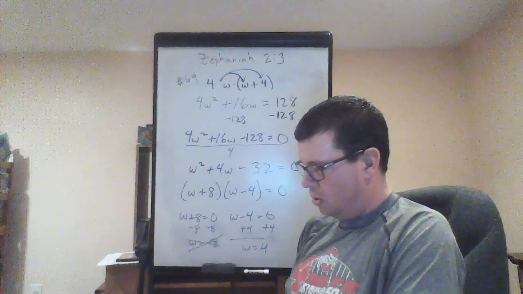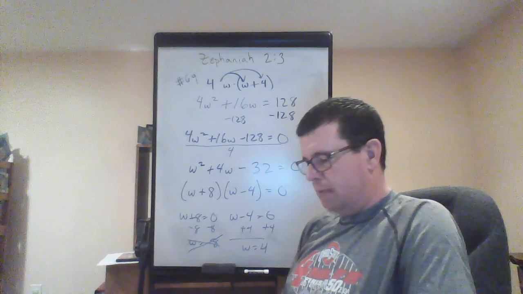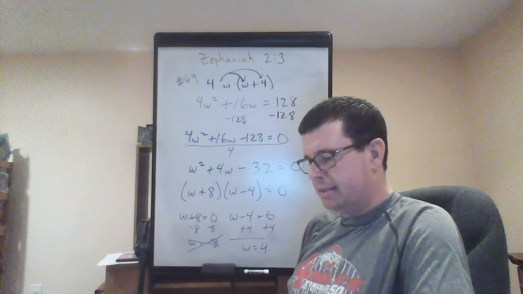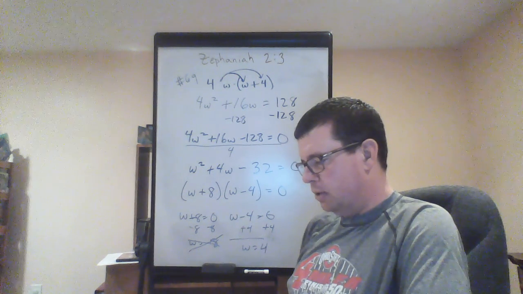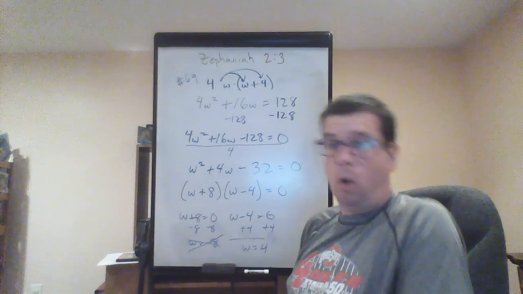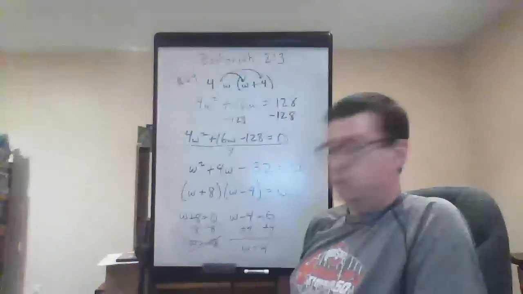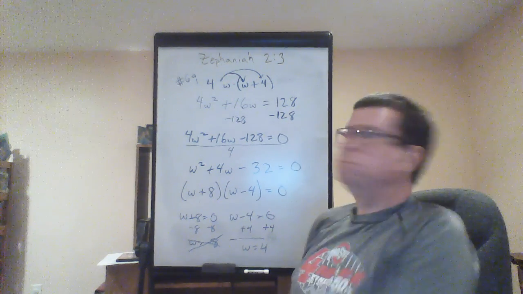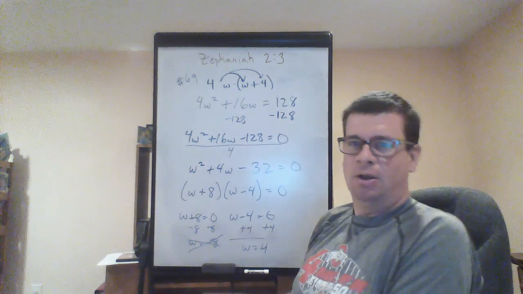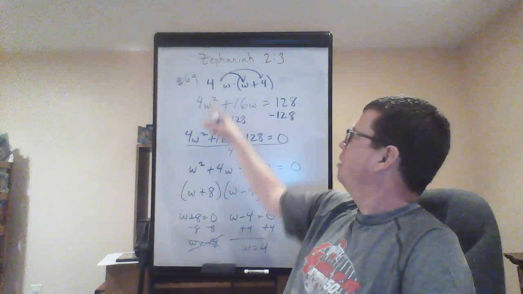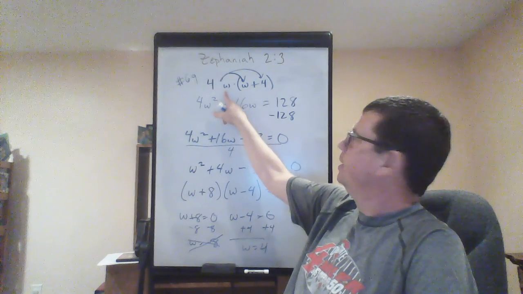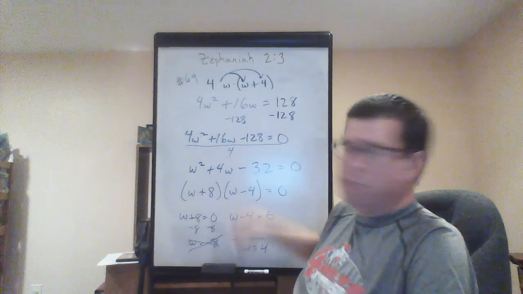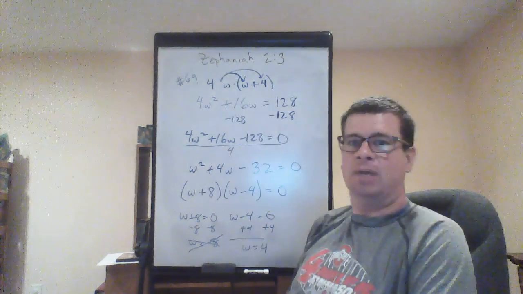Let me see if I can find this problem real quickly here. So W has to be 4. Now the dimensions were 4, they gave us that one, W, and W plus 4. Oh, I guess I got them right here, I didn't need to look. So the dimensions of this box are 4 by 4, because that's what W is, by 8.